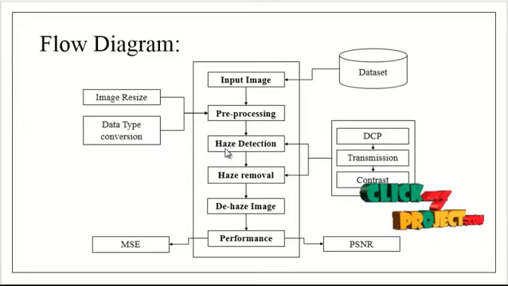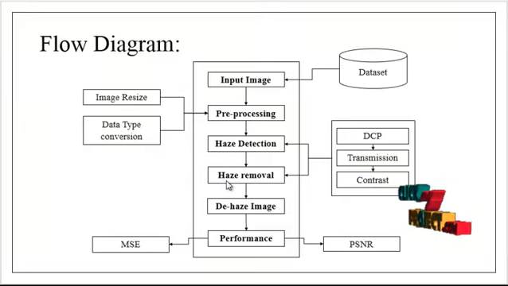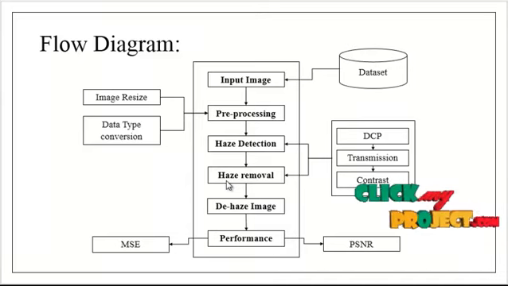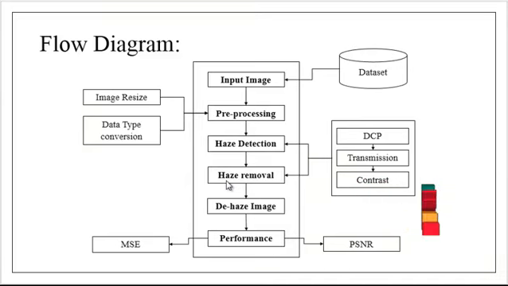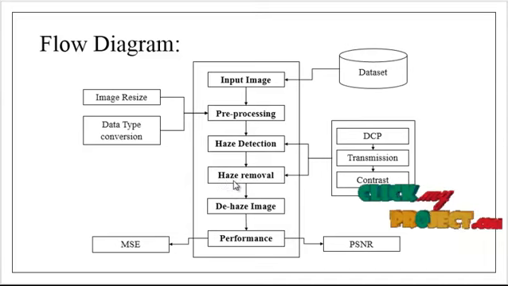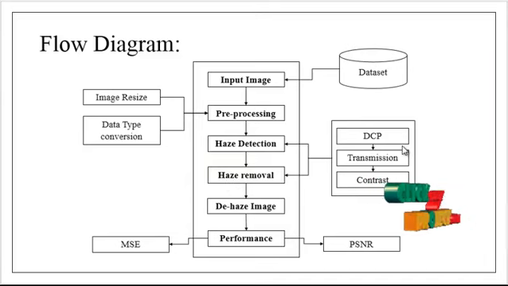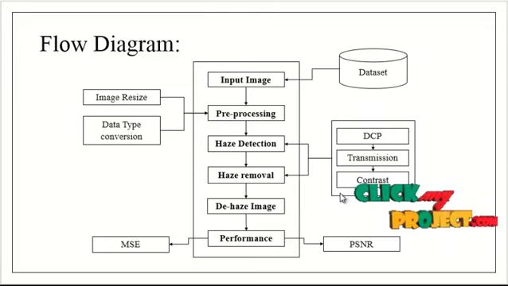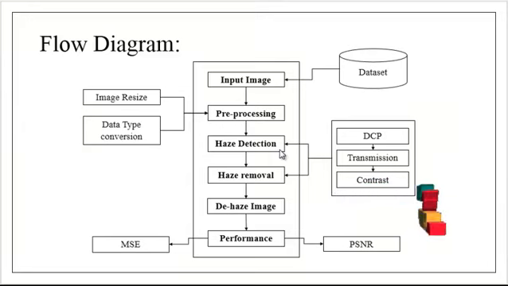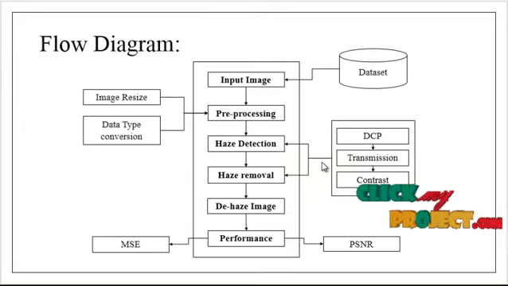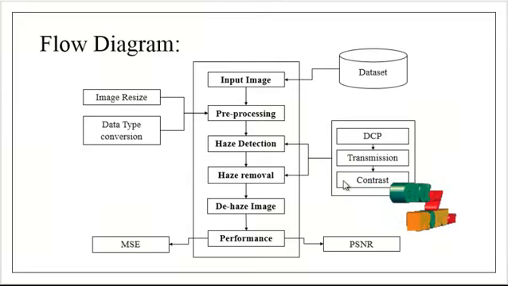After the pre-processing, haze detection and haze removal will be carried out. These two steps are interlinked, hence the haze detection and removal are done parallelly by using three steps, that is the dark channel prior, transmission map and contrast enhancement. Using these steps we can enhance the quality of the image. If a haze pixel is present in the image, it will be detected in the haze detection step. Then the removal step is done by using the transmission and contrast enhancement method. After that, the output of this process will be the haze-free image, that is the de-hazed image.